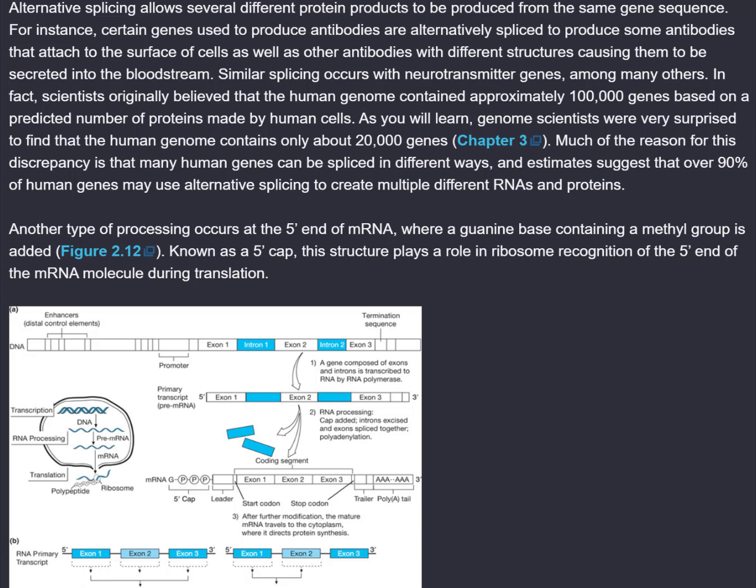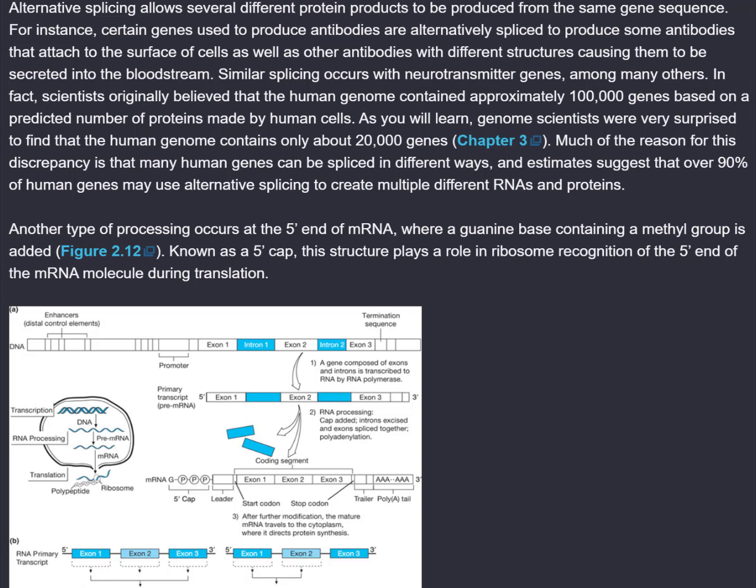For instance, certain genes used to produce antibodies are alternatively spliced to produce some antibodies that attach to the surface of cells as well as other antibodies with different structures causing them to be secreted into the bloodstream. Similar splicing occurs with neurotransmitter genes, among many others.